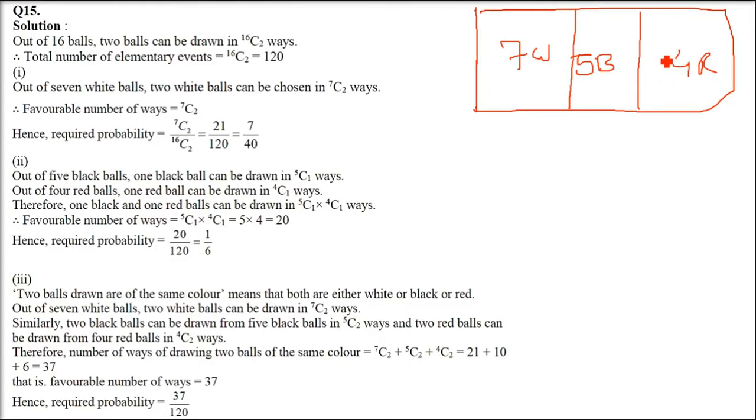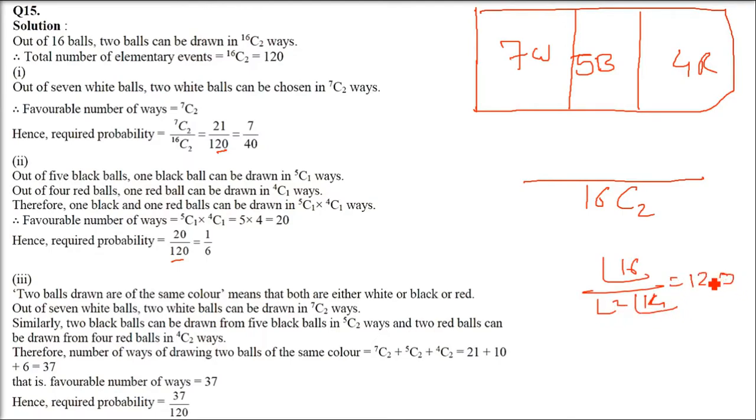In all these 3 parts of this question, 7 plus 5 plus 4, in totality there are 16. You have to take 2 out of them. So 16C2. This is going to go in the denominator. In all these 3 parts, the denominator will be 16C2. Let us see: factorial 16 by factorial 2 into factorial 16 minus 2, which is 14. So this will come as 120. This you have to put in the denominator.